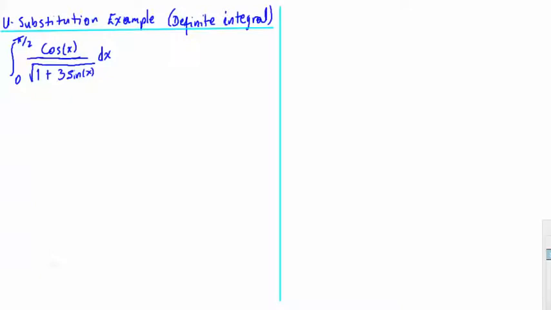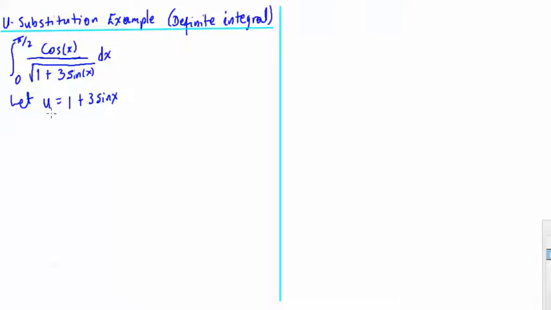Alright, today I'm making a video on a u-substitution example, a definite integral example, and the example I chose is the integral from 0 to pi over 2 of cosine of x over the square root of 1 plus 3 sine x dx. So I'm going to let u be the expression 1 plus 3 sine x. The reason for that is I'm hoping that when simplified, this will give me square root of u, which is a simpler expression to integrate.